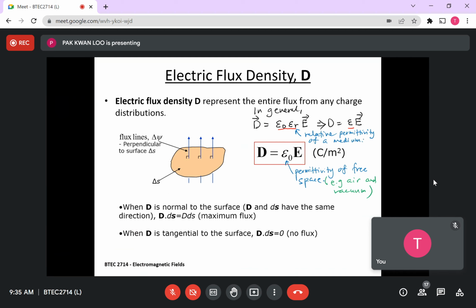Okay. All right. So the dimension of electric flux density is Coulomb per meter square. So that's the dimension. If we have an electric field passing through a surface, we call that the flux lines. So this electric field passes through a defined surface. Let's say we define an imaginary surface.